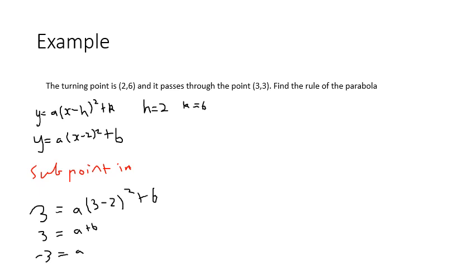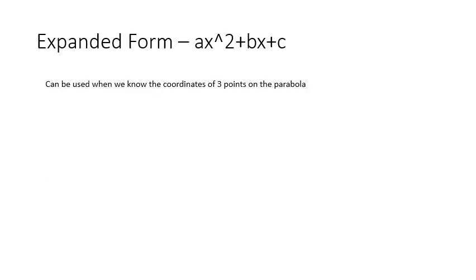Now we just write it in our formula. Y is equal to -3 brackets x minus 2 squared plus 6. And that's it. And now we have our expanded form, and this can be used when we know the coordinates of 3 points on the parabola.